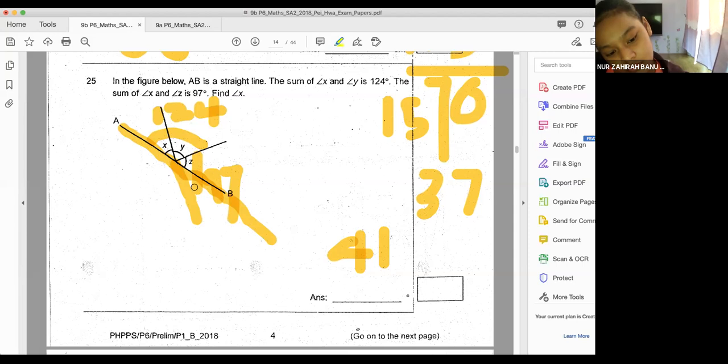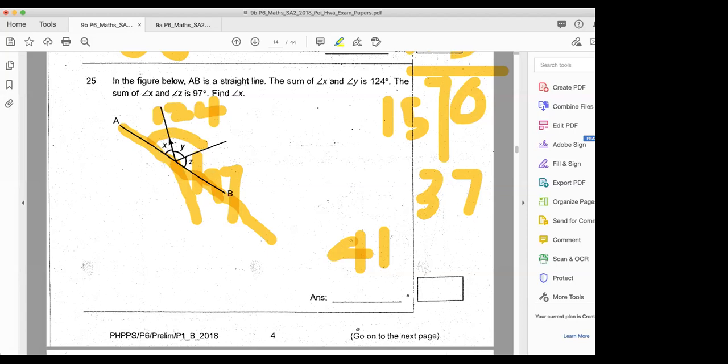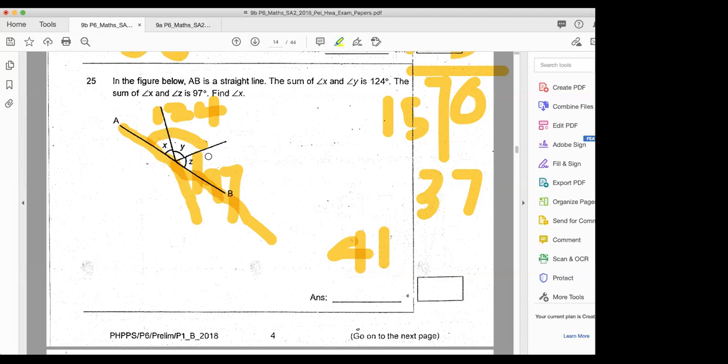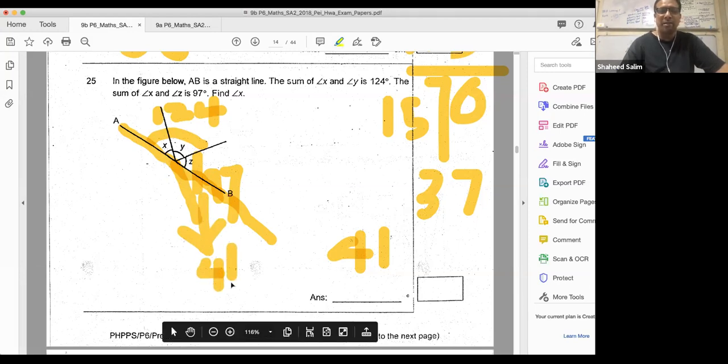Shafika? 180 plus the angle. Not 180. From here to here is X, Y, Z plus the X. Remember, I drew another X here. So this one is 124, this one is 97. What is the whole thing from here to here? Not 180. From there to there is 221. You take 124 plus 97, you get 221. Then you minus 180, then you get X, which is how much? 41.